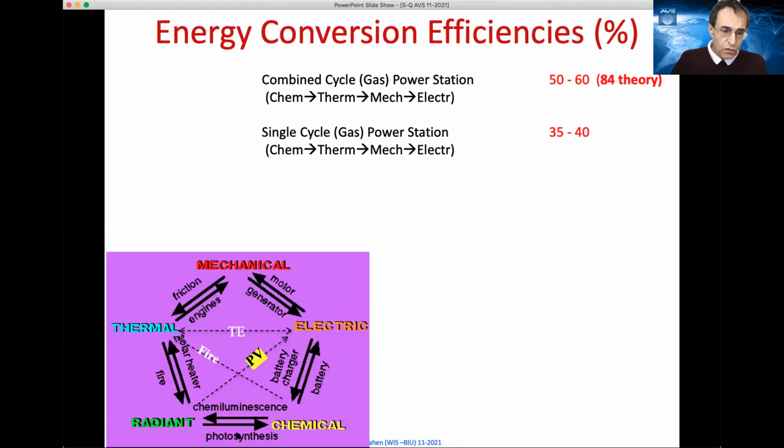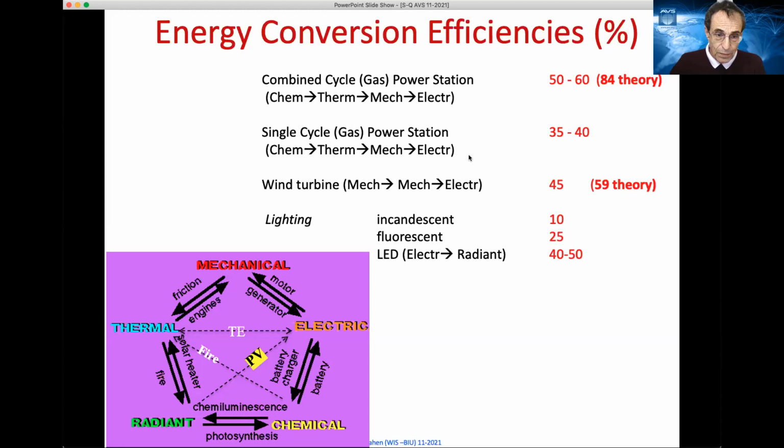Let's go back to all the various forms of energy and their interconversion. So the efficiencies I give you here, this is the modern power station. It's a combined cycle from chemical to thermal to mechanical to electrical. In theory, 84%. In practice, the new stations reach 50 to 60%. Not sure if this is with or without scrubbers. The older ones, which are the ones that are most prevalent on the globe, have lower efficiencies, up to 40%. The wind turbines, I already told you about the theoretical limit, can get to 45%.